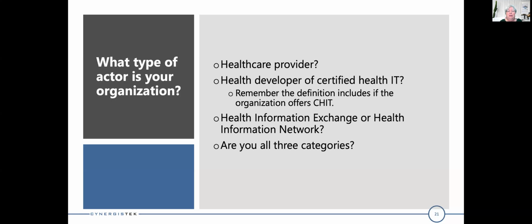You could be a provider. You might be a developer because you're offering that EHR, and you could potentially be an HIE or HIN. So this is important to consider and think through what, if anything, you need to do differently based on the type of actor you are under which circumstances.